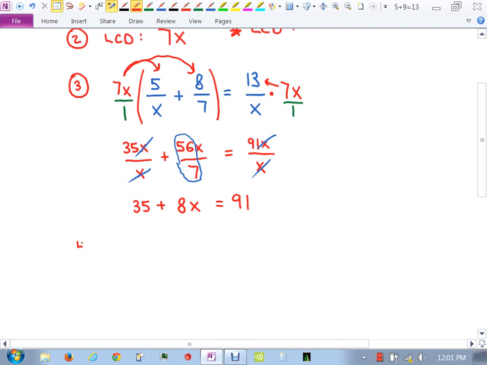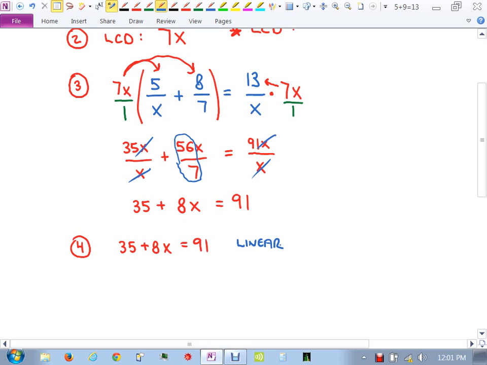So on step 4, I look at that equation, and I ask myself, how in the world do I solve that? Well, it might help if I know what type of equation this is. Can anyone tell me what type of equation this is? Linear. Who said that? Good. It's a linear equation. What makes it linear? Why is it not quadratic? How do you know it's a line?